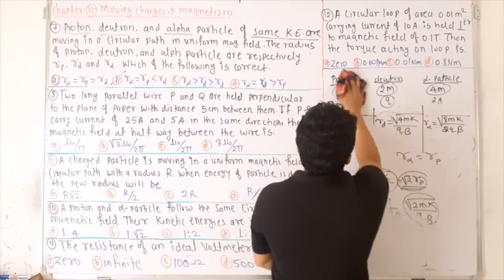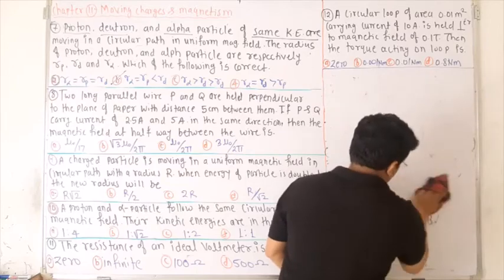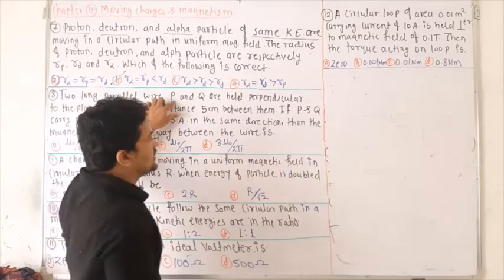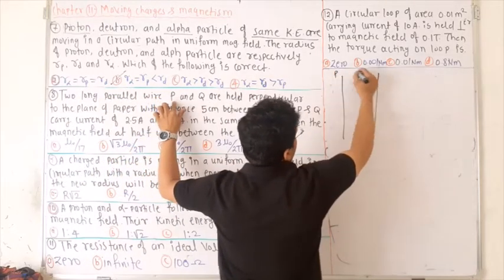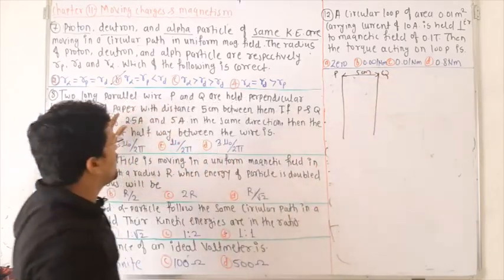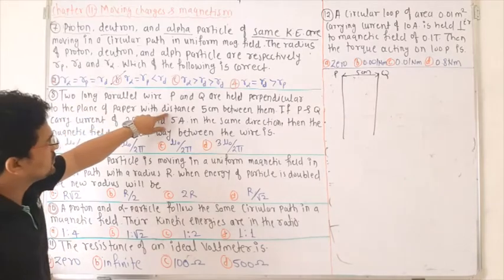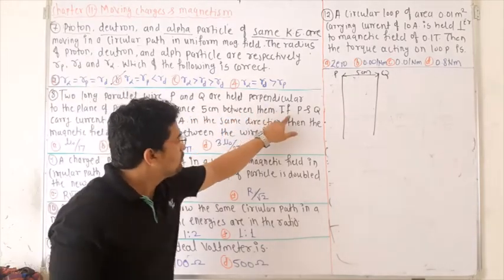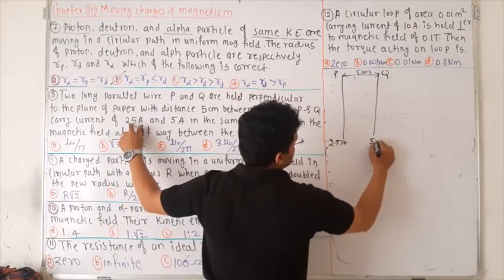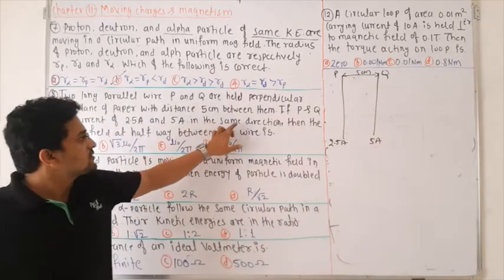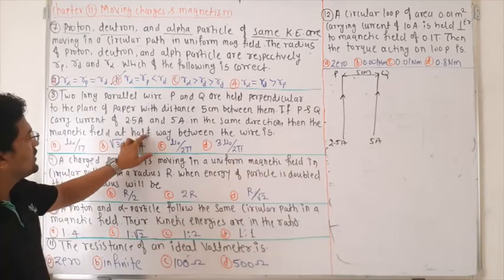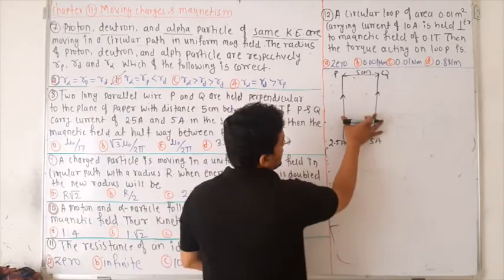the problem number 8. Two long parallel wires P and Q, and the distance between them is 5 centimeter, are held perpendicular to the plane of the paper. If P and Q carry currents, here it is 2.5 ampere and here it is 5 ampere, in the same direction, then what is the magnetic field at the halfway between the two wires?